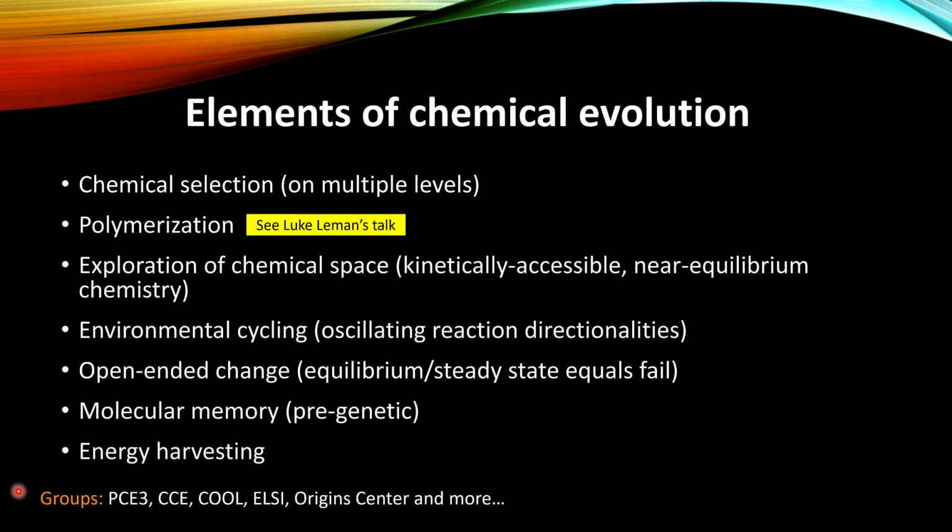of the groups here. So of course, we have NASA's PCA3 network, we have the Center for Chemical Evolution, the NASA Center for Origins of Life, or COOL. We have the Earth Life Science Institute in Japan, the Origin Center in the Netherlands, the Cronin Group, the Baum Group, and more. And all of these elements are experimentally accessible and can be validated experimentally. So now let's break down some of these elements.